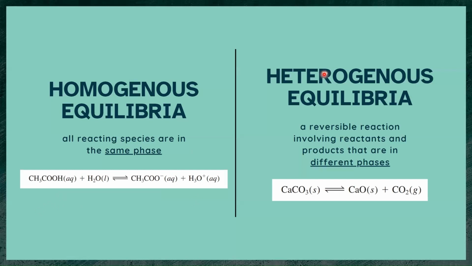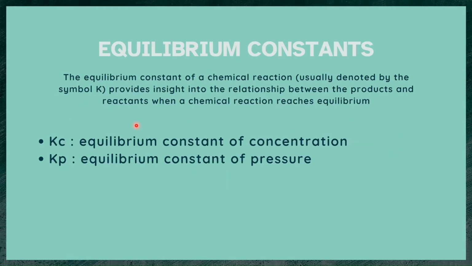On the other hand, the heterogeneous equilibria is a reaction involving reactants and products that are in different phases. We have a sample here of a reaction of solid calcium carbonate, which yields solid calcium oxide and carbon dioxide gas. And since this is a reversible reaction, the products can react with each other to form calcium carbonate again.